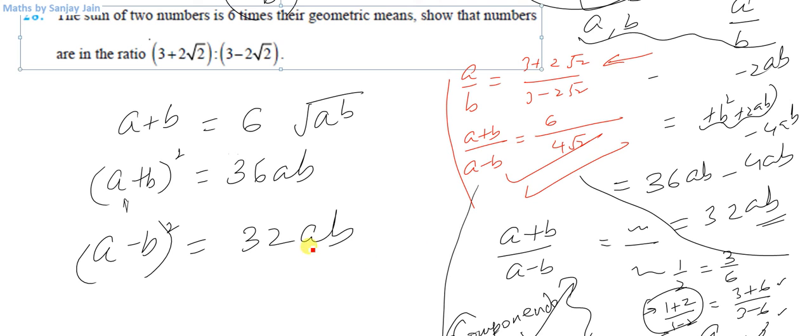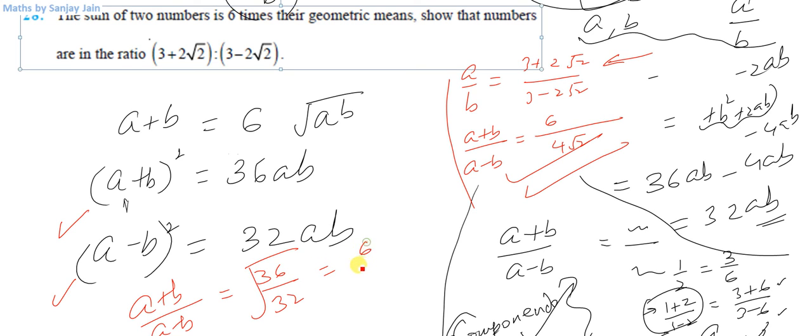Okay, so let us prove this. I will divide this with this. So I'll have a plus b divided by a minus b. I'm taking the square root also, or I can take the square root later. 36 by 32. ab is cancelled. Okay, and square root.